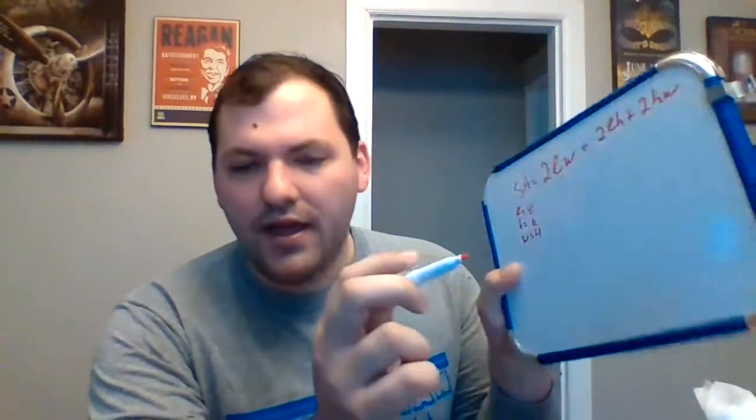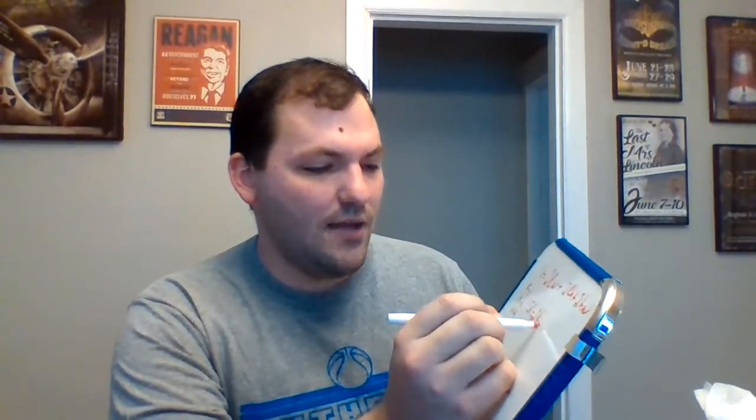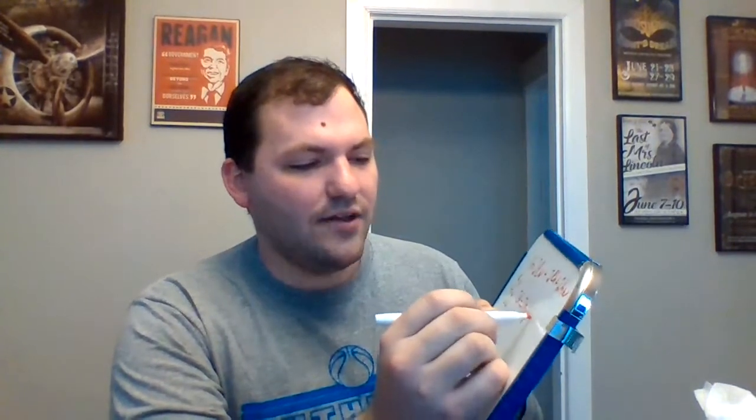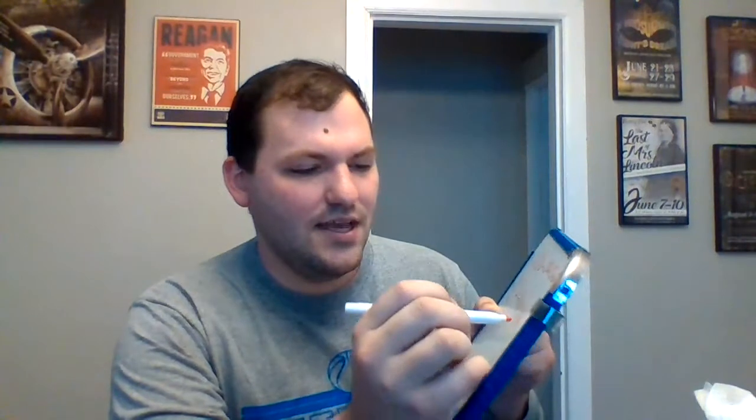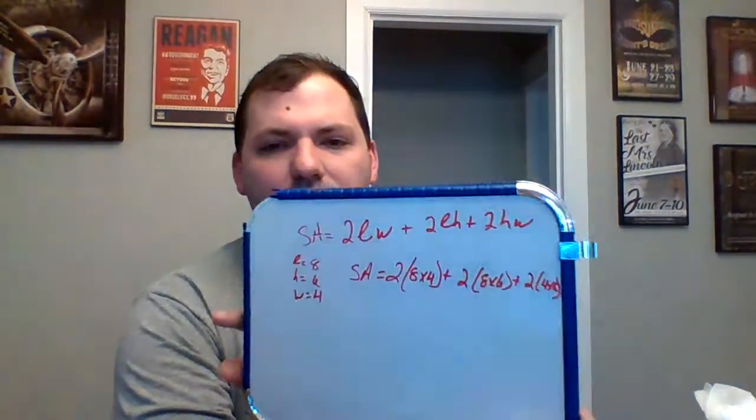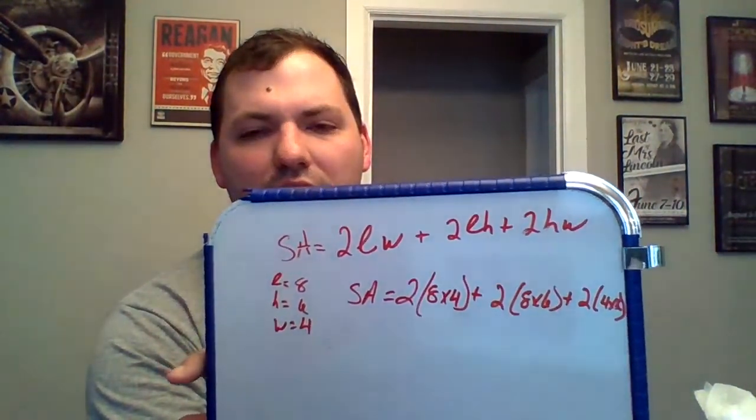So I have my surface area formula. Now I'm going to plug it in. So I rewrite surface area, and I go 2 times 8 times 4. And I'm going to add 2 times 8 times 6. And I'm going to add 2 times 4 times 6. Okay, so you should have something very similar to that.